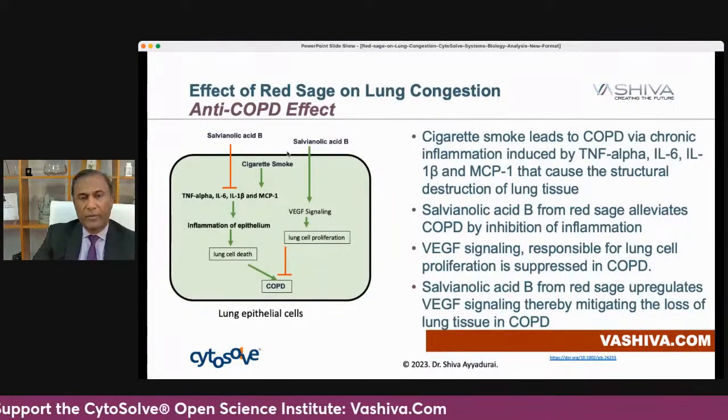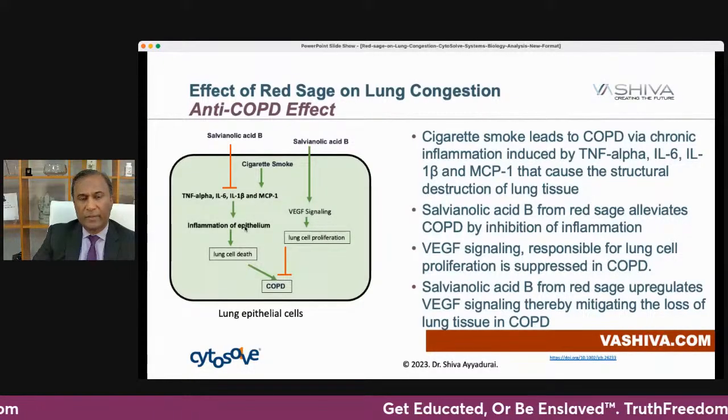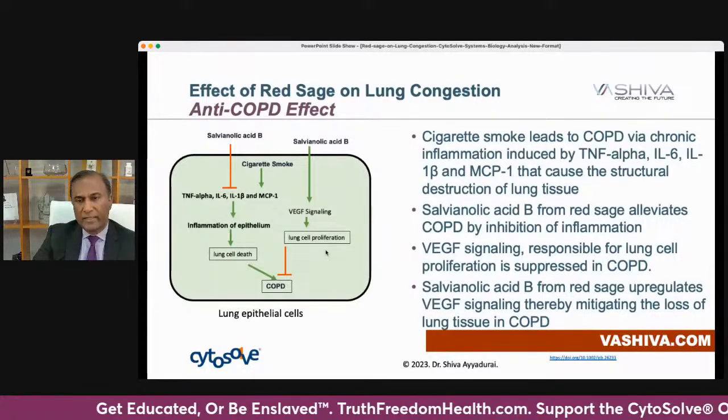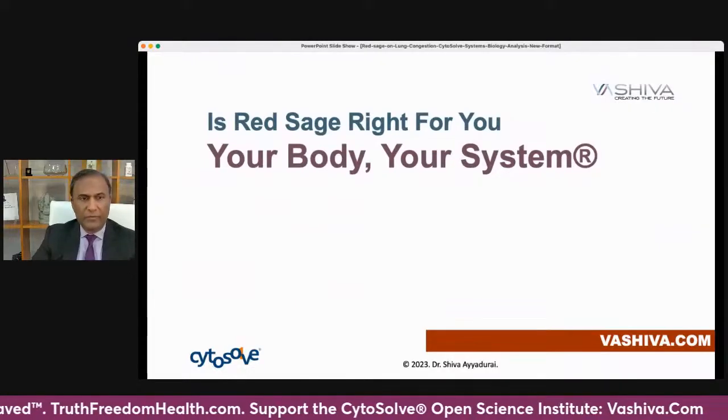So it's really a left hook, right hook. So salvianolic acid on one hand blocks these four cytokines, which cause inflammation of the epithelium, but salvianolic acid also increases VEGF signaling, which leads to lung cell proliferation. All right. So what we've just reviewed here for all of you is the molecular machinery that red sage's molecules affect. Again, three very powerful effects: anti-fibrotic, anti-COPD, and anti-mucus secretion. I hope that helps everyone. Okay. Really understand this.